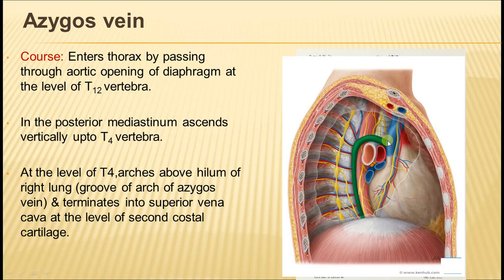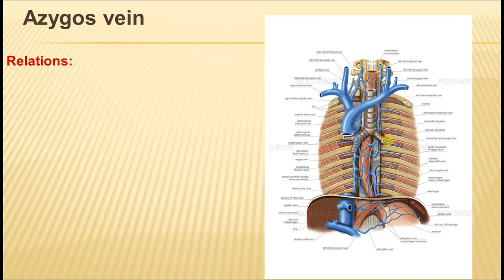So before piercing, what happens? The superior vena cava receives the termination of the azygos vein. So that is the course of the azygos vein. Now coming to the relations of the azygos vein. So here you are able to see the azygos vein.